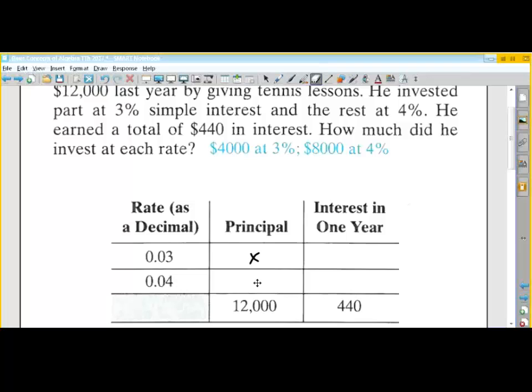Let me ask you a question. If I said I'm going to invest $5,000 at this interest rate, and I'm investing $12,000, how much do I invest here? So there's 5,000 here, there's 12,000 there. What does that have to be?